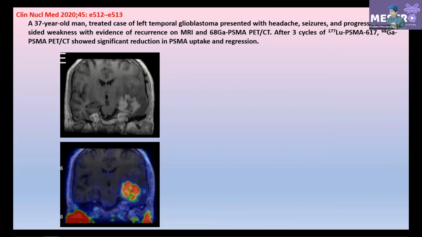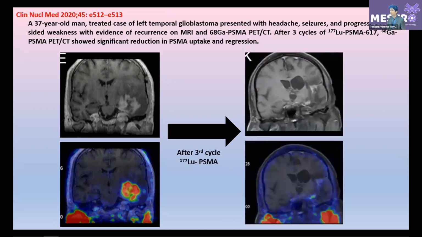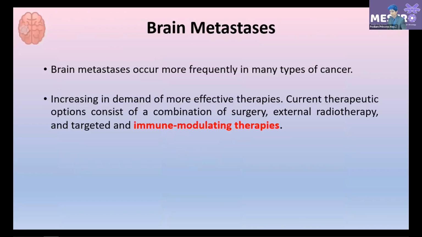This is the only case reported. The patient had progressive tumor recurrence. The pre-therapy scan had a high uptake of PSMA in the tumor, and after 3 cycles of lutetium PSMA you can see a near complete resolution of the glioma lesions. So it can be helpful not only in localizing; if there is a patient with progressive glioblastoma, you can treat the patient.